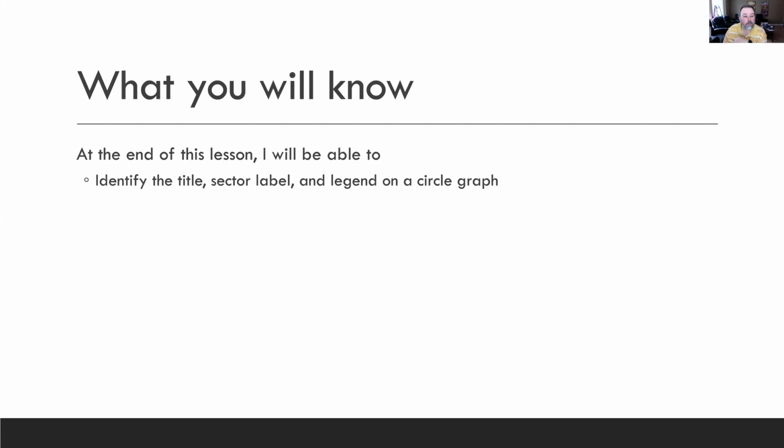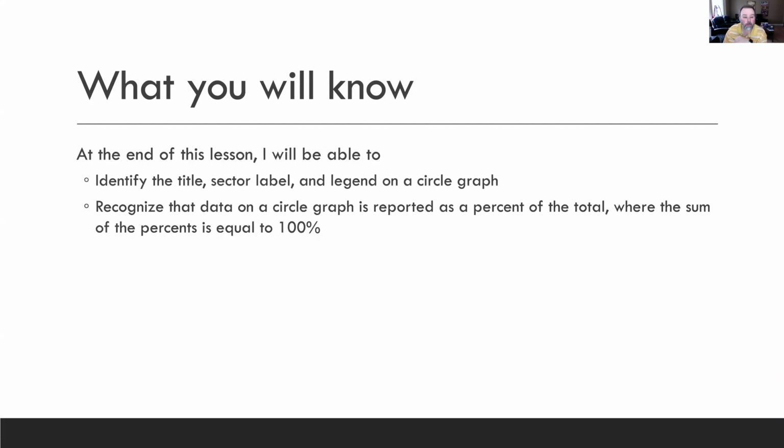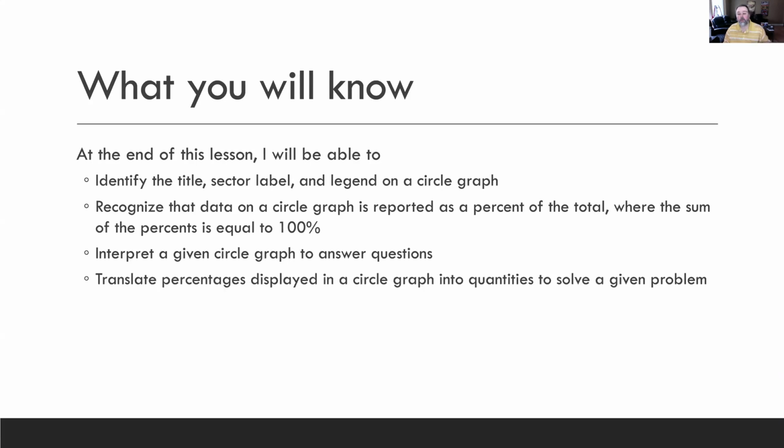By the end of this lesson, you'll be able to identify the title, sector label, and legend of a circle graph, recognize that data on a circle graph is reported as a percent of the total, where the sum of all of those percents is 100%, and interpret a given circle graph in order to answer some specific questions, and translate those percentages of a circle graph into quantities in order to solve a problem.